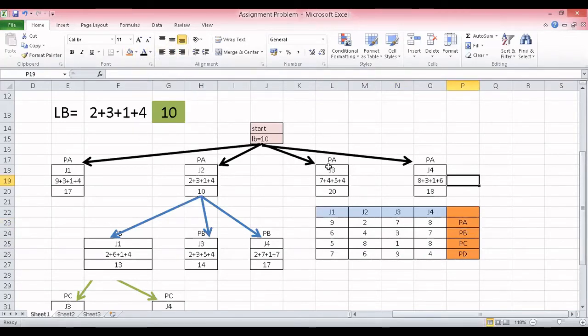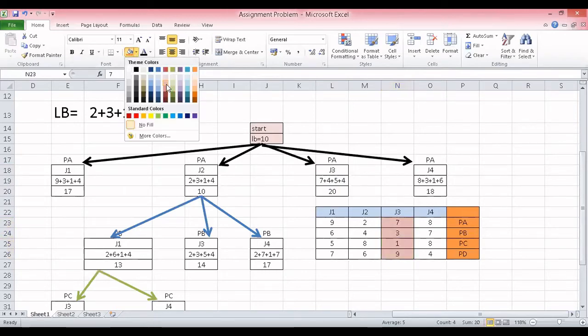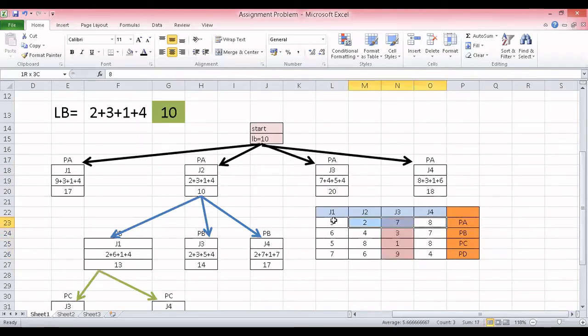Same way, coming to the third box, when person A is assigned job 3. So job 3, where is my job 3? Here is my job 3. I'll highlight it with a color. And the selected person is A. The intersecting row and column has a value 7. Take that value 7 plus 4. I am taking 4.